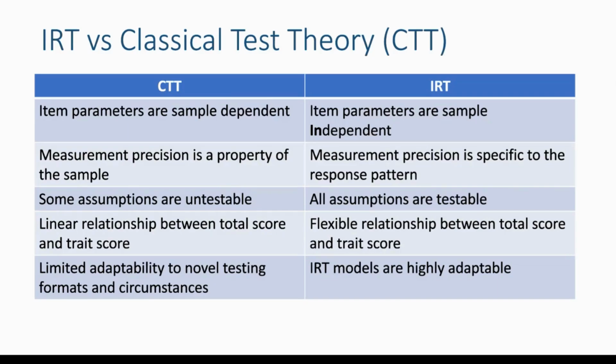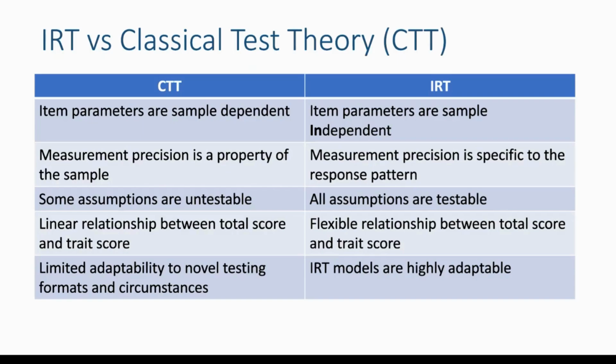Another thing that is really key under classical test theory is that it assumes that the relationship between total scores on your test and the trait score that you're trying to measure is linear. Well, we're going to show you shortly that that's actually a naive assumption to make. In IRT, we can be a little more flexible in the relationship between the trait score and the total scores we observe, which we know are nonlinear in shape.